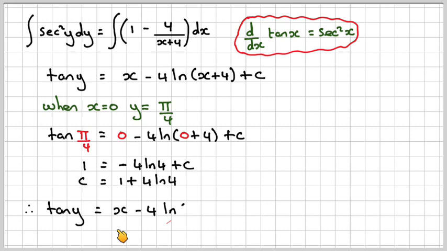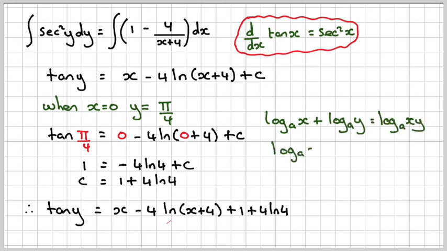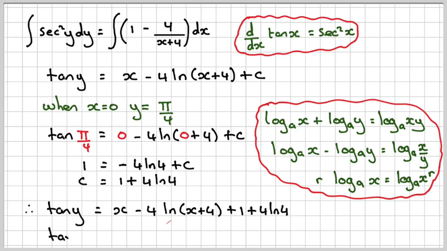So tan of y will be x minus 4 ln of x + 4 plus 1 plus 4 ln of 4. So we could actually combine these two logs together, using the rules of logarithms. I'm not going to read them out, you should know them. We're going to apply them. So we've got a minus here. Okay, so we've got tan y is equal to x plus ln of 4 over x + 4, all to the power of 4. So we take the 4's up in both cases, and then we've got this one minus this one. So we're using this rule here and this one really. Okay, we've also got a plus 1.